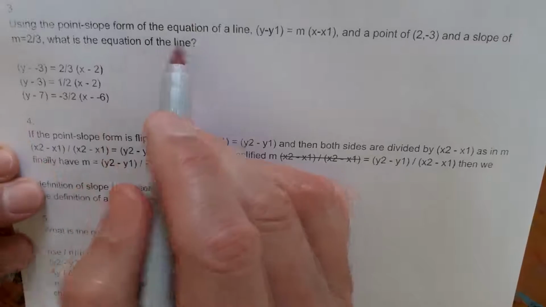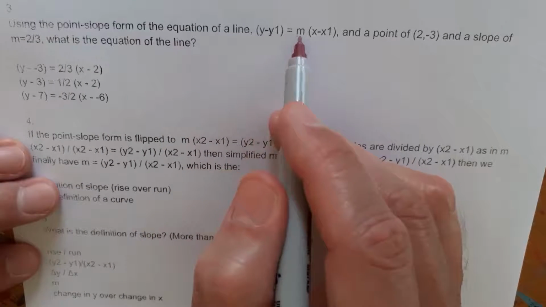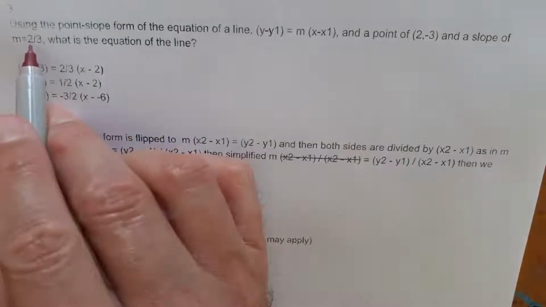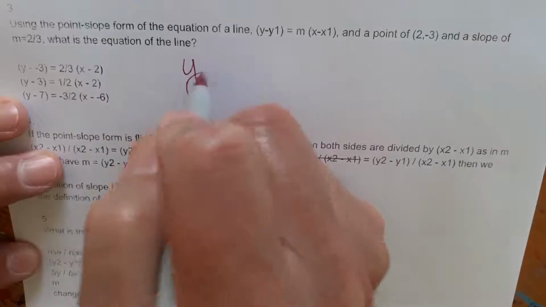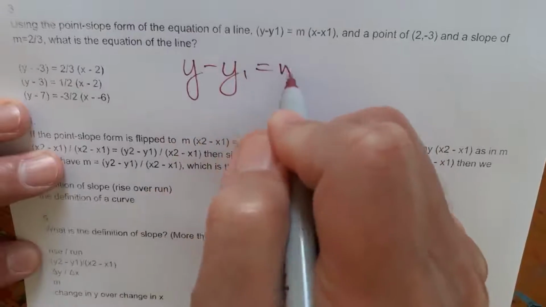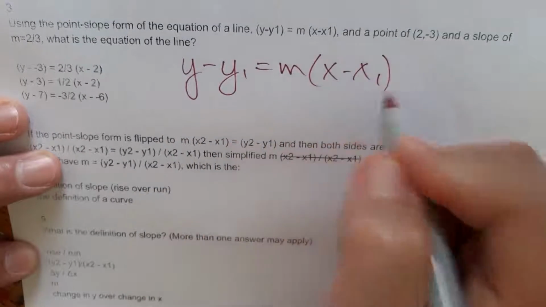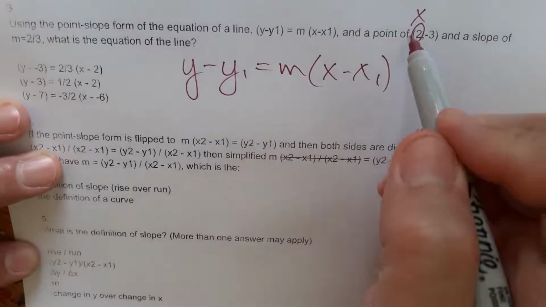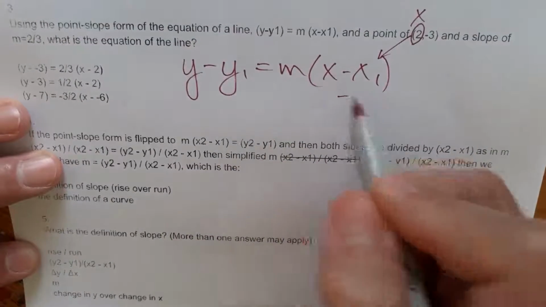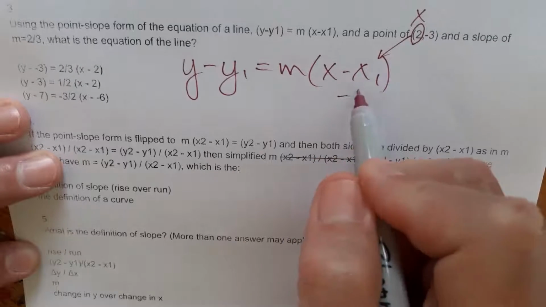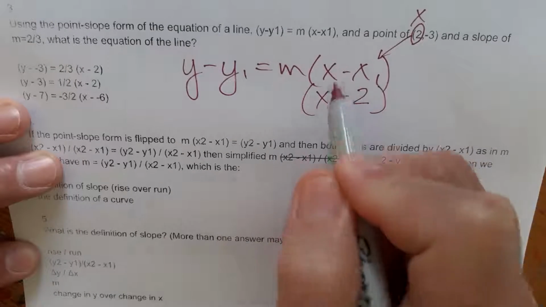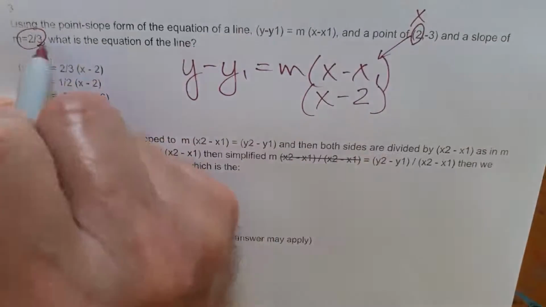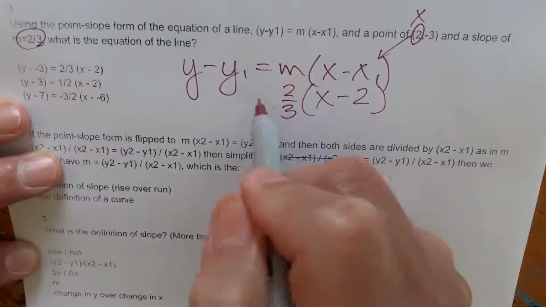All right, using the point slope form of the equation of a line, y minus y1 equals m times x minus x1, and a point, 2 comma negative 3, and a slope of 2/3, what is the equation? So start with writing it out. Okay, and just fill it in. This is x, so it goes in for x1. So the minus is in the formula, and it's a positive 2, so it goes 2 here. The x stays here. The m in this case, we're going backwards. What's the m? 2/3, so that just gets in here, 2/3.